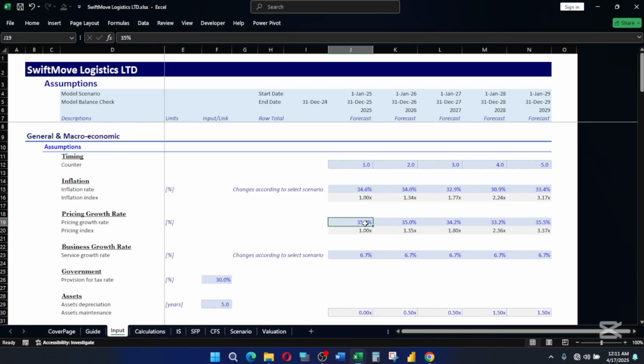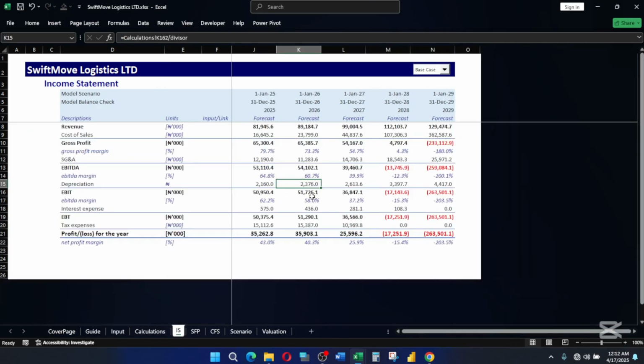What if the pricing growth rate is lower than the inflation rate? This is what will happen. Let's say we are using 2% here as an increase, that the price will increase by 2% each year. If you now fill this entire model like this, you can see that everything changes here. Come to your financial statement. You can see that the business was actually doing well. Here you can see that the net profit margin in the first year was 43%.